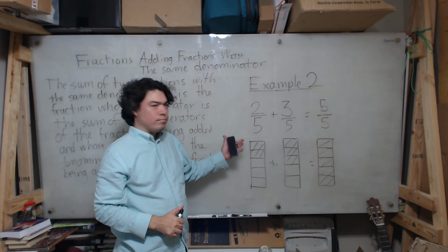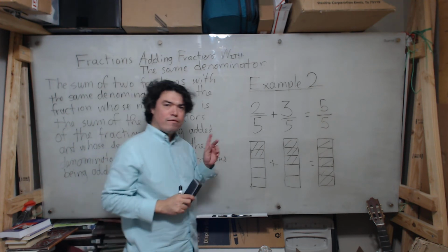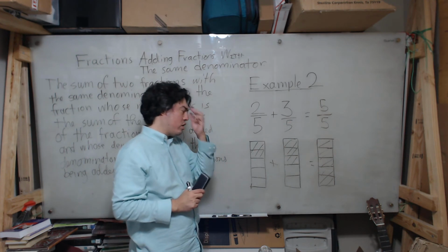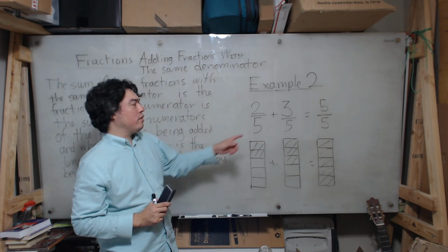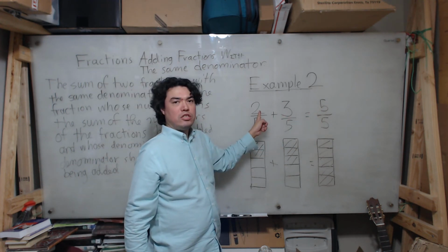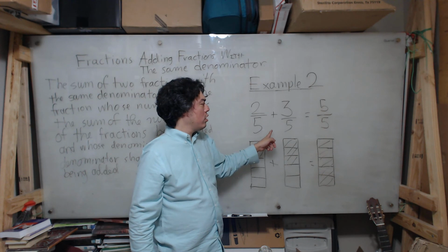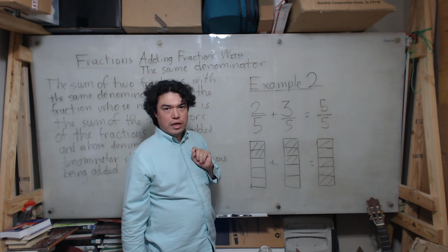And that's example 2. And again, I want you to notice how I again verbally drove my calculation. The sum of two fractions with the same denominator is the fraction whose numerator is the sum of the numerators of the fractions being added, and whose denominator is the denominator shared by the fractions being added.